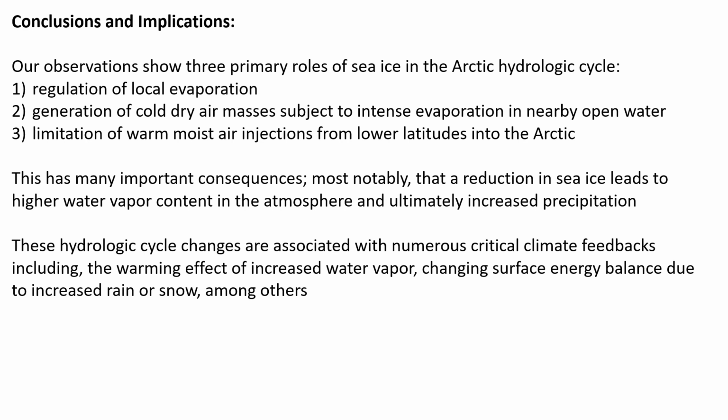With this work, we were able to see the influence of sea ice on Arctic storm tracks across all of these regions. We observed several key roles, including the regulation of local evaporation, cooling and drying of air masses, and the limitations of warm, moist injections from the lower latitudes into the Arctic. As you can see here and across presentations in this section and others, there are innumerable consequences of sea ice variations, particularly through its regulation of Arctic evaporation.